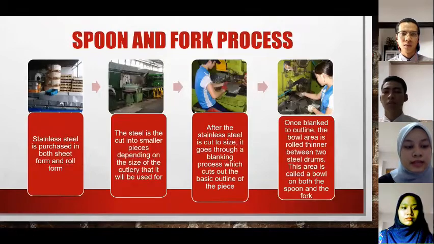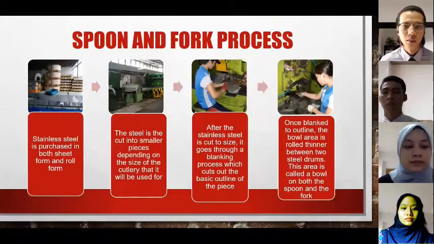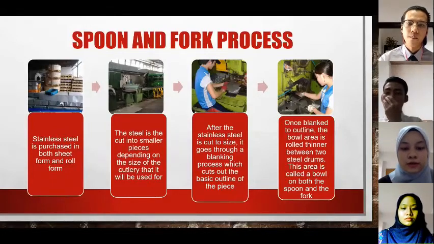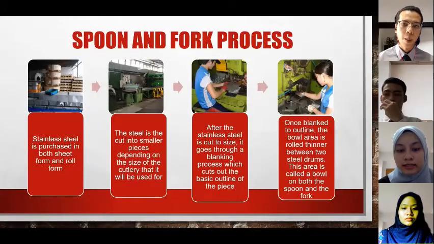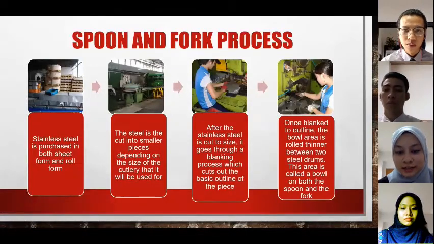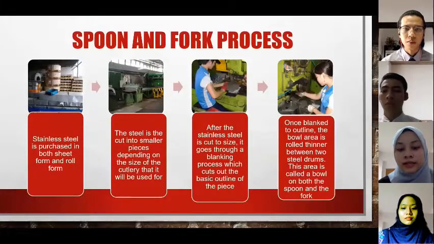Right, first thing first, stainless steel is purchased in both sheet and roll form. Next, the steel is cut into smaller pieces depending on the size of the cutlery that it will be used for. Next, after the stainless steel is cut to size, it goes through a blanking process which cuts out the basic outline of the piece.